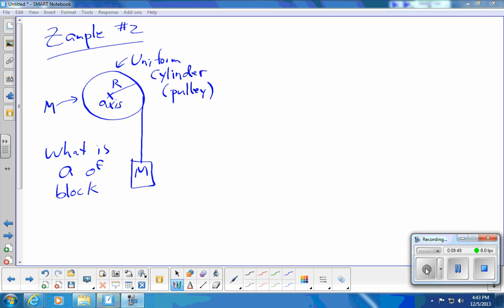It's a frictionless pulley, but it's not a massless pulley. It's a massful pulley, and that's going to affect the rate at which this block accelerates. Okay, how do we approach this problem?